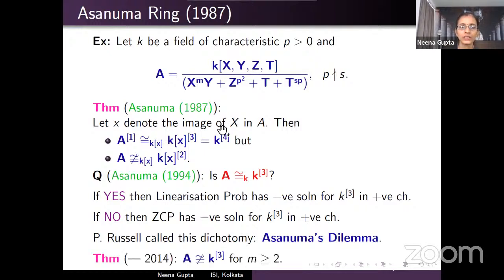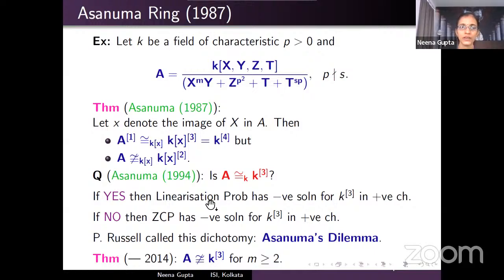I had shown that this ring of Asanuma is not a polynomial ring whenever this integer m is greater than or equal to 2. So m is this integer. So if it is greater than or equal to 2, this ring A is not a polynomial ring. For m equal to 1, this problem is not known. And if you can show that yes, for m equal to 1, this is a polynomial ring, then you may actually come across a counterexample to the linearization problem.